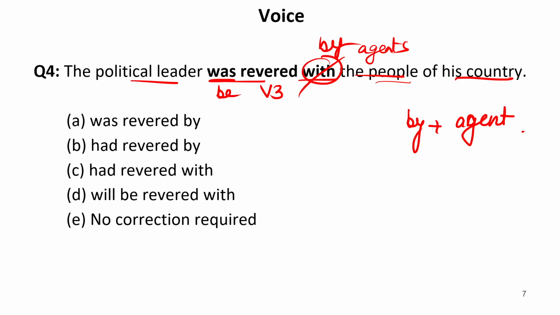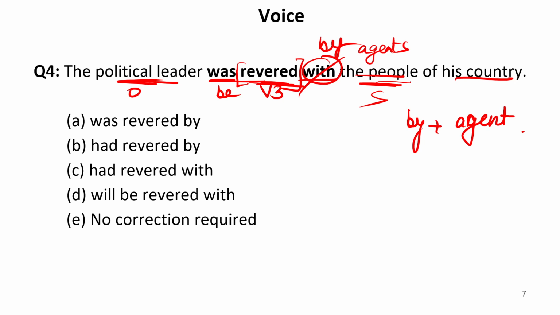One more thing. Here, if we see what work is going on or which work has been done. Which work has been done? Revered. It means respected. So, revered has been done, and who has done this thing? The people. With whom? The political leader. It means the political leader is the object and the people are the subject. Therefore, the correct sentence will be: the political leader was revered by the people of his country.